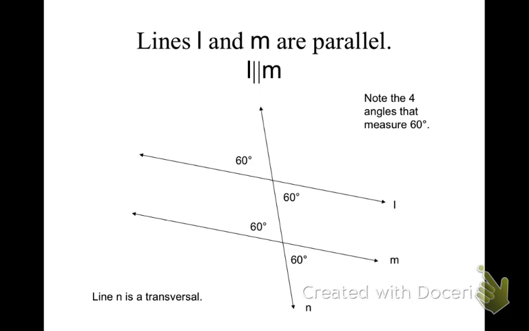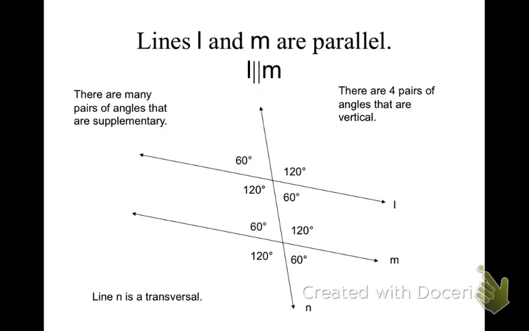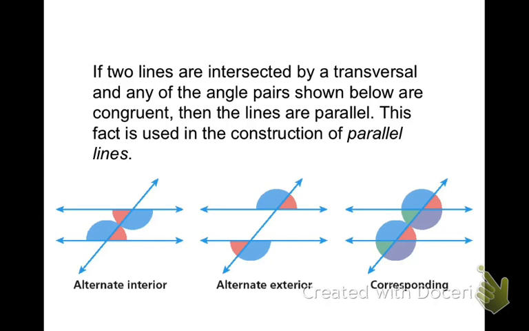So the missing angle was 60, and all the angles then are either 60 or 120, and they're related to each other through either vertical angles or supplementary angles. We have corresponding angles, alternate interior and alternate exterior. We'll learn more about these in the coming slides. Here is the diagram of some of the congruent angles.